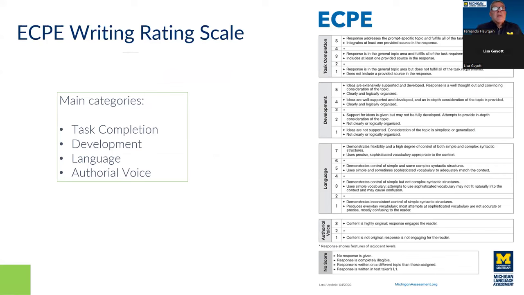And here is the rubric, the rating scale for the writing section of ECPE. It has four categories as well: task completion, development, language, and authorial voice. Task completion includes, look at the ranges from bottom to the top responses. Response addresses the prompt, the specific topic mentioned in the prompt, and fulfills all of the task requirements, integrating at least one of the provided sources of information into the response, smoothly. So it's basically referring to the content of the prompt.